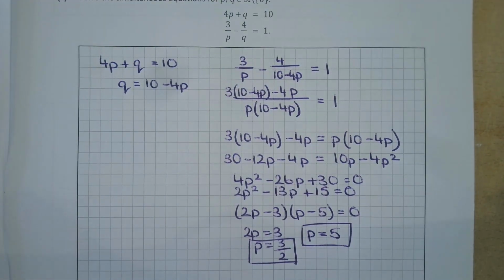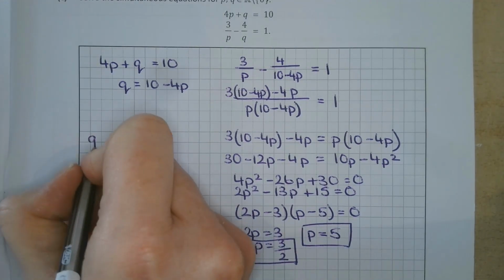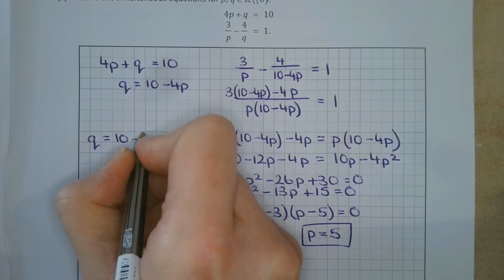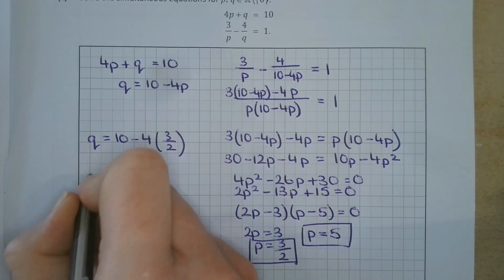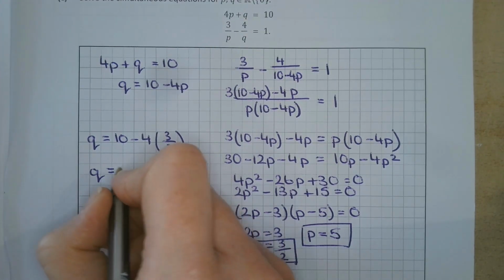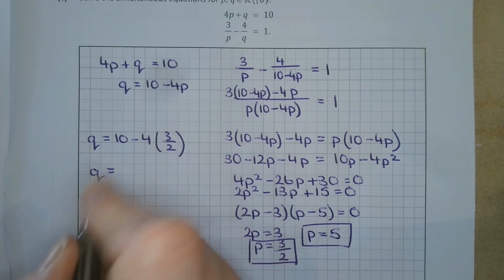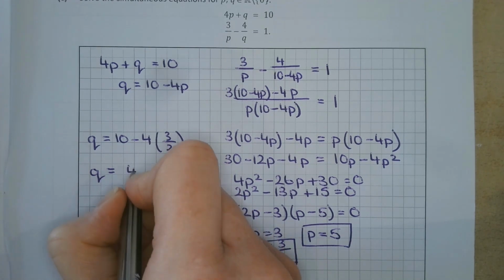And what we need to do is use those and go back into our equation up here for q. So the first one there, q is equal to 10 minus 4, instead of p, I'm going to put in 3 over 2. When we work that out, you can use your calculator if you want. We'll end up with q is equal to 4.